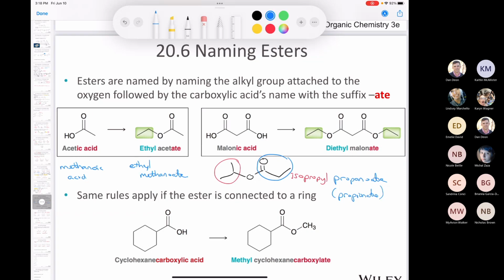And then if you have your carboxyl group or your ester attached directly to a ring, then you name the alkyl group like before, methyl, and instead of calling it a carboxylic acid, you call it a carboxylate. So this would be methyl cyclohexane carboxylate.